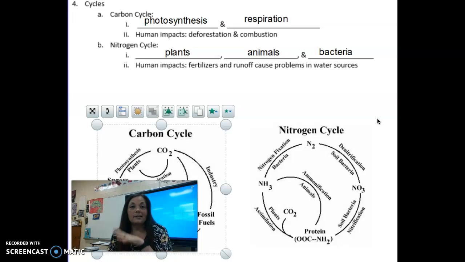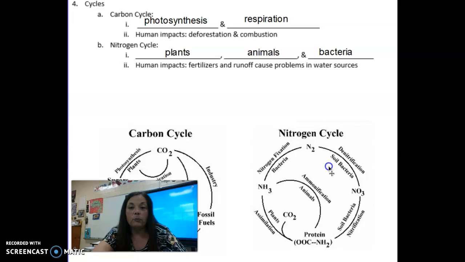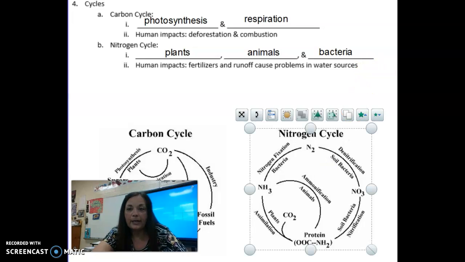So there's that cycle. Something that humans are doing to throw this cycle off is we're using a lot of fertilizers for our farms and things. And then when there is a heavy rain, we have a lot of runoff. And if that extra nitrogen gets into ponds and lakes and stuff, it can cause an algae bloom, which then can in turn cause a fish kill. So there's a delicate balance for both of these. And unfortunately, humans are the ones that are throwing it off, okay?